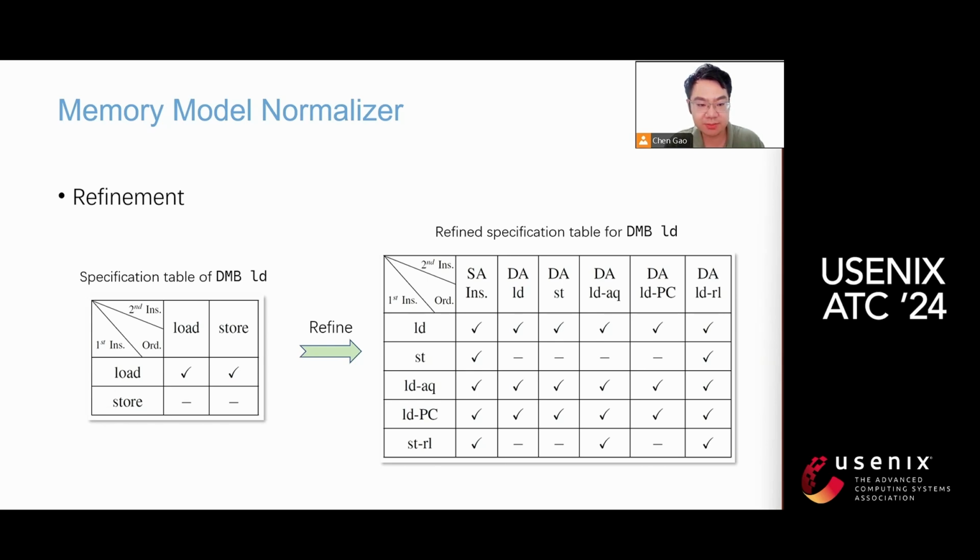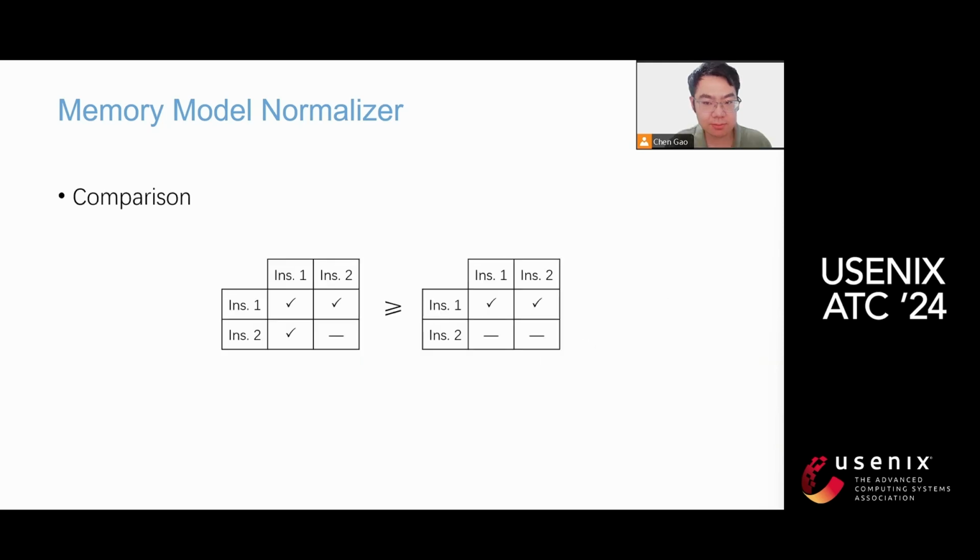This can be inferred from the context of the original cells and the semantics of the refined set of memory accesses. After refinement, each specification table has the same rows and columns, enabling comparison and analysis of them. The comparison of specification tables is conducted by analyzing any pair of corresponding cells. If a table A can satisfy all memory orderings of another table B, then table A is considered to be greater than or equal to B.